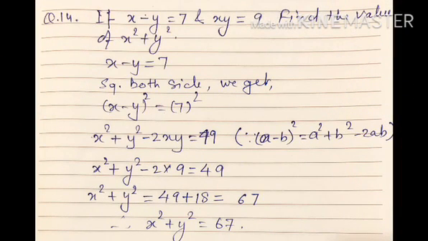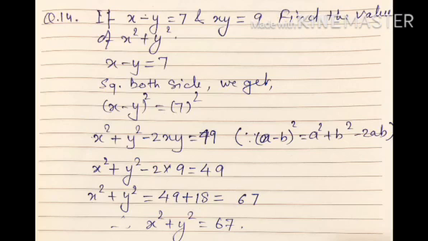Now question number 14, if x minus y is equal to 7 and xy is equal to 9, find the value of x square plus y square. So we start with x minus y is equal to 7. Squaring both sides, we get (x minus y) whole square is equal to 7 square. x square plus y square minus 2xy, this is the formula for (a minus b) whole square, which is equal to 49. x square plus y square minus 2 times 9, because the value of xy is equal to 9, is equal to 49.